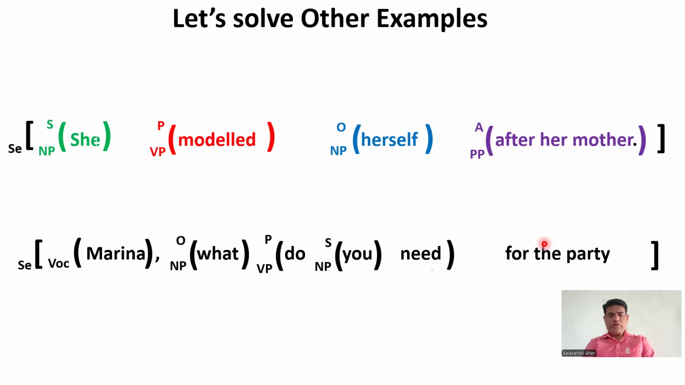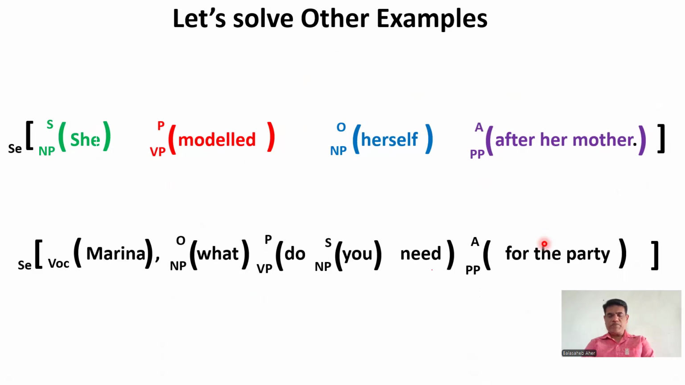Now only for the party is left, and just by looking at it you can understand that this is a prepositional phrase, beginning with for and ending with party. So let us enclose it in a round bracket too and give the form label as a prepositional phrase and the function label as an adverbial. And we are done with this example too.